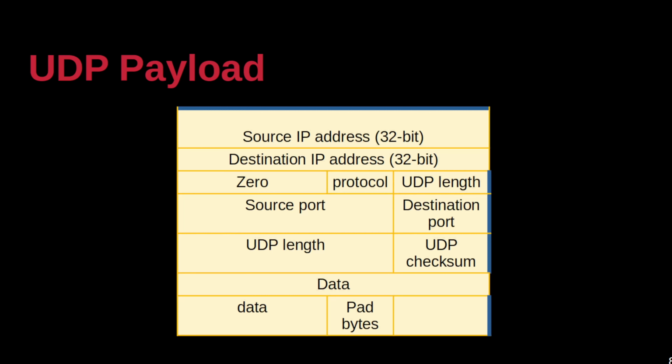The UDP datagram contains the following information: source port, the port number of the UDP sender; destination port, the port number of the UDP receiver; length, the length of the UDP datagram including the header and the data; checksum, used to verify the integrity of the UDP datagram; and data, the data to be sent.